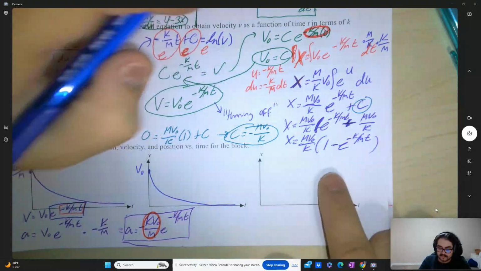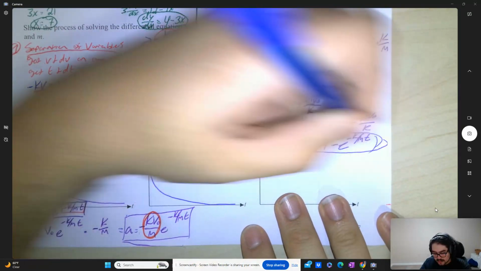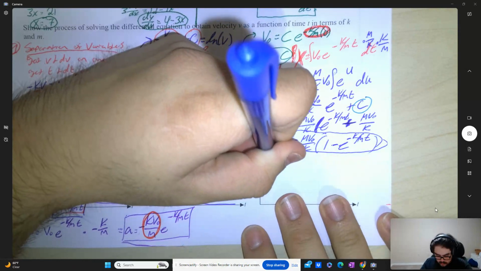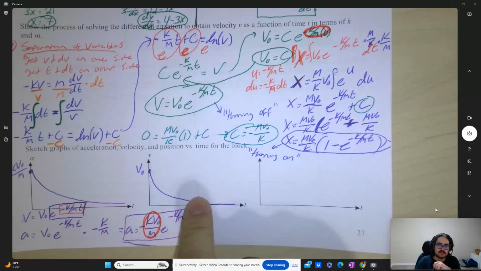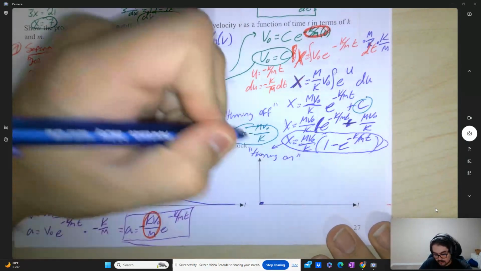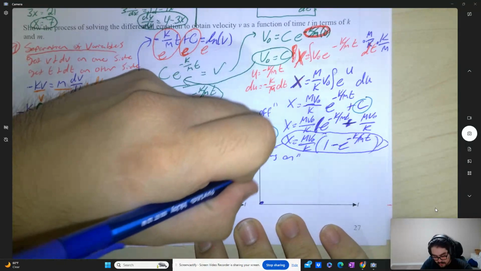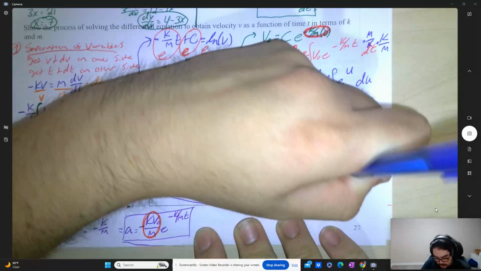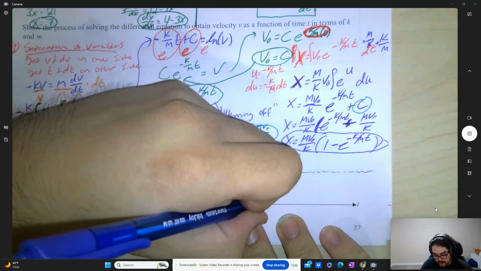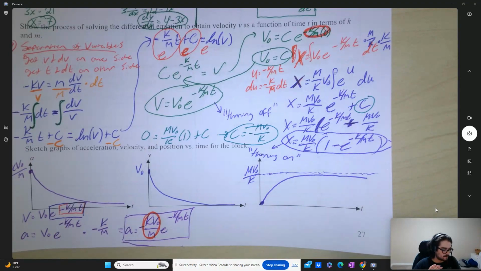This function right here is what we call the turning on function. The reason we call it the turning on function is that it looks kind of similar to these, but the other way around. We start at 0, and then we asymptotically approach some value. In this case, the value is mv naught over k. Here's our value. I'm going to draw a dotted line to show you that we asymptotically approach it. See how that works out?